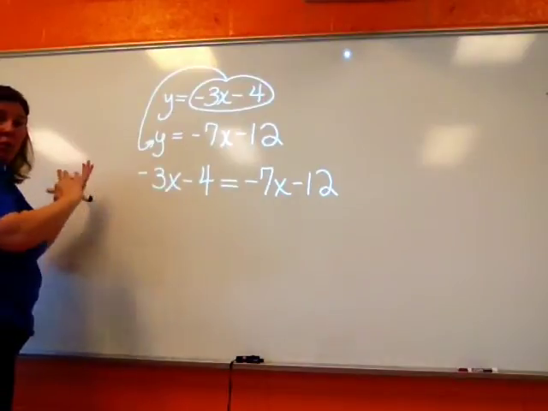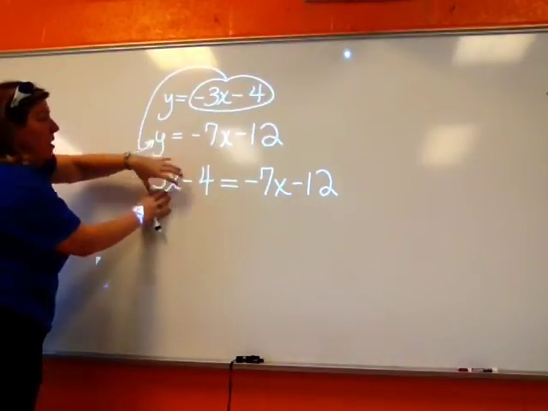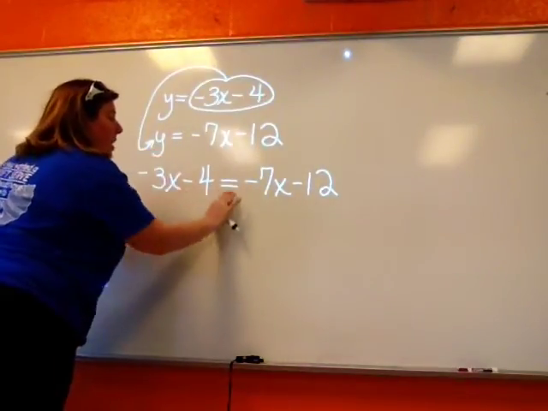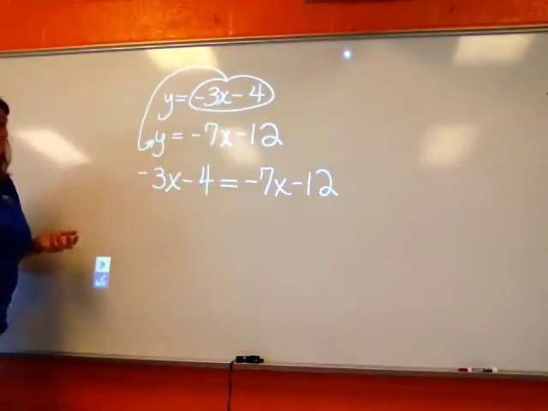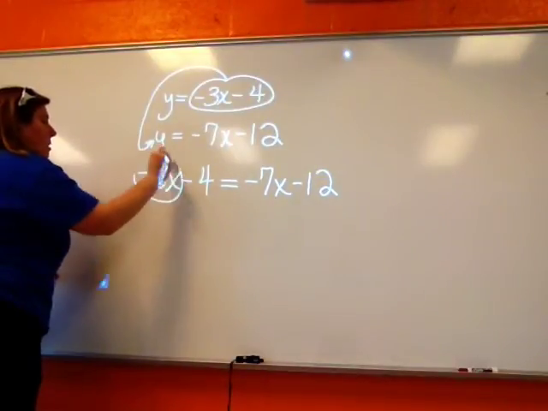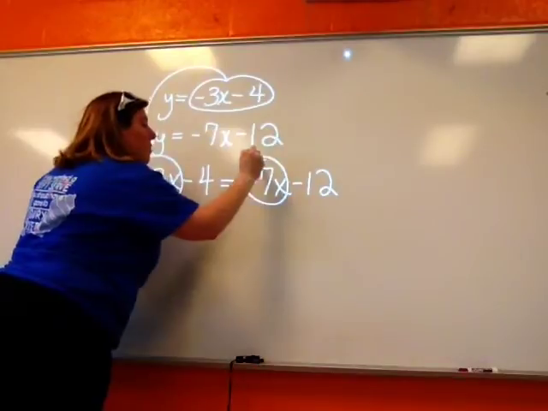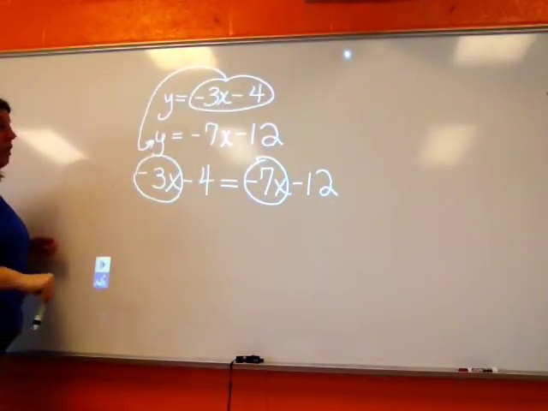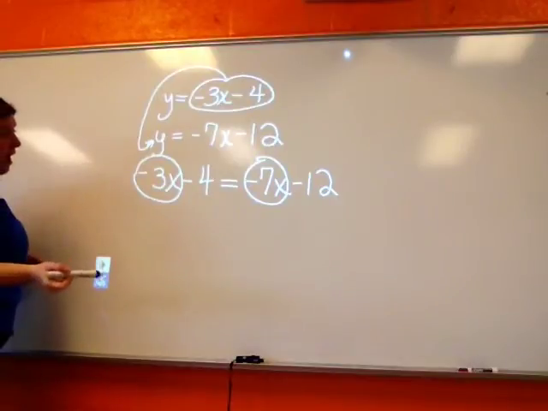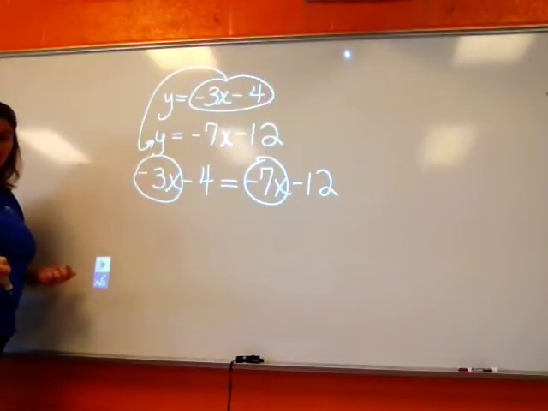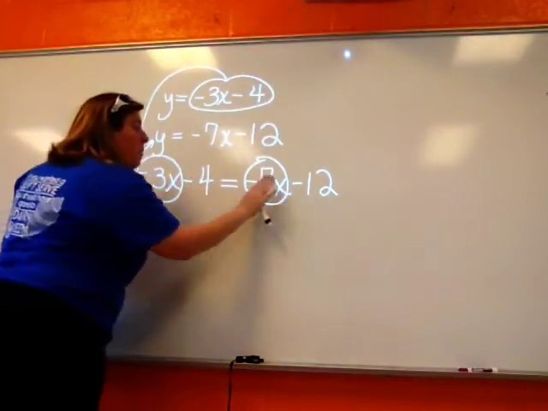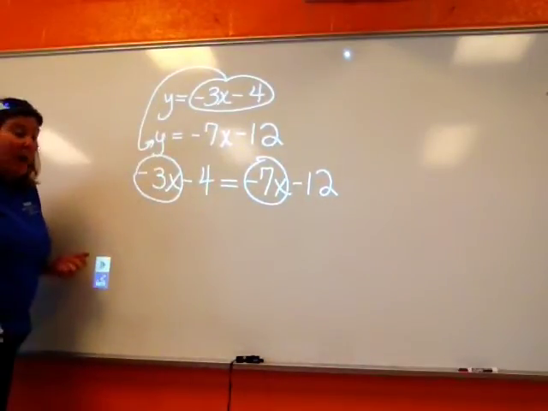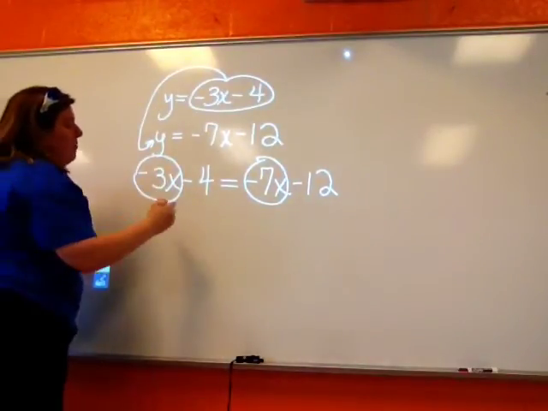So it doesn't really matter which one comes first, as long as one of these is on one side and the other one is on the other side of the equal sign. Now I simply have to solve. Here are my x's. They are not on the same side, so something's got to move. If I want to move my x's first, I can, or if I want to move my constants first, I can do that. I'm going to move my constants.